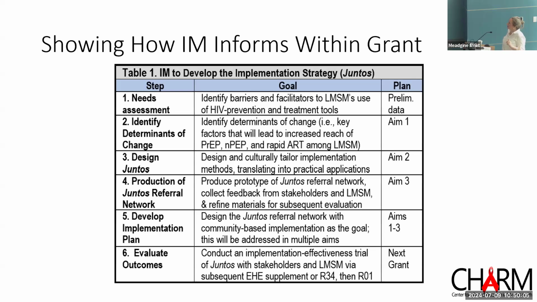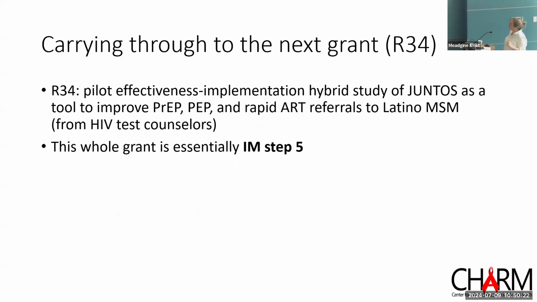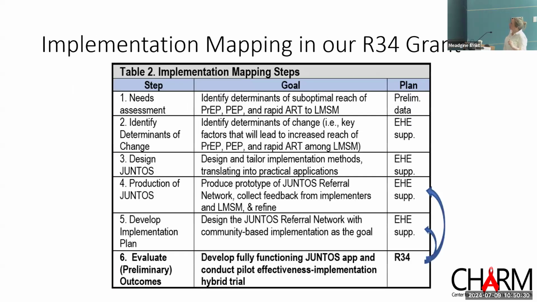In my case, I was saying my preliminary data is my first step, and then my aims are the second, third, fourth, and fifth step. And my implementation outcomes that I'm going to evaluate are my next grant, right? So when it came time to write the next grant, I was able to refer back to it and say basically that the whole grant is implementation, step 5.